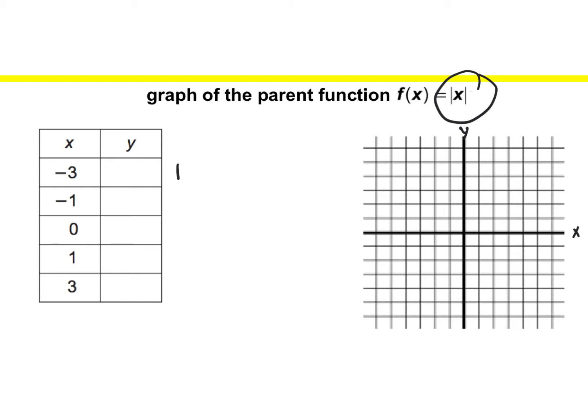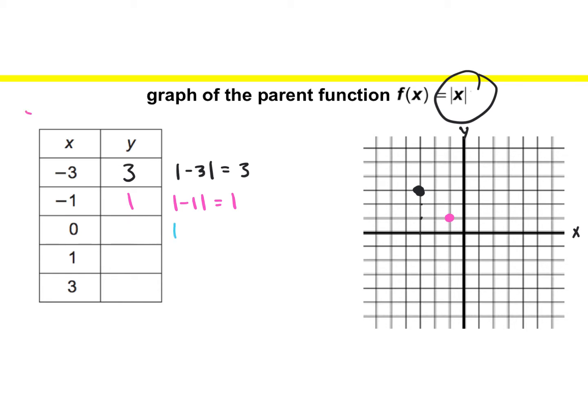So first thing I'm going to do is plug in -3. What's the absolute value of -3? +3. So on our graph, we're going to go to the left to -3 and then up to +3. And that's our first point. Next, we're going to plug in -1. What's the absolute value of -1? +1. So I'm going to go to the left to -1, up to +1.